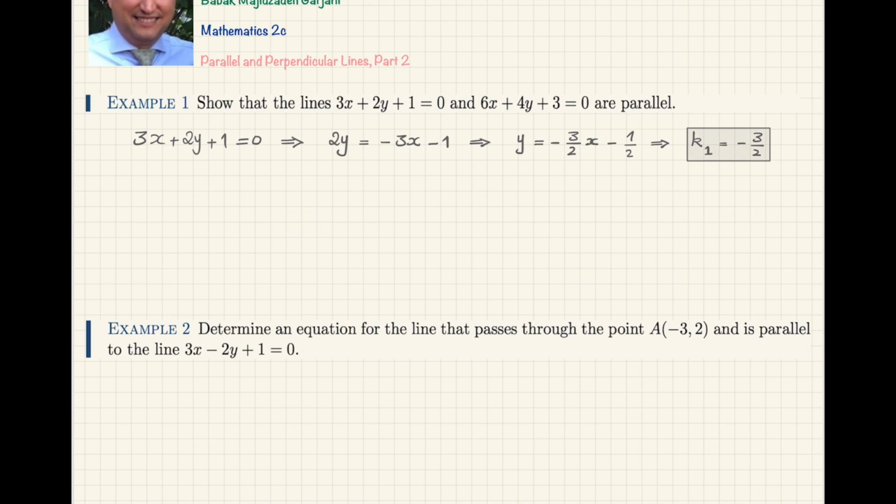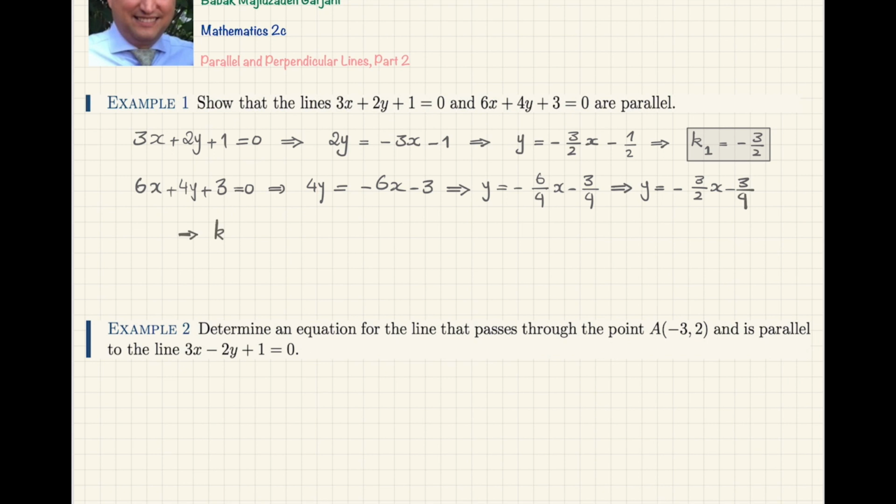Yes? I will do the same thing for the second line: 6x plus 4y plus 3 equals 0. I keep 4y on the left and I move these two to the right. Then I divide by 4 to make y alone. It becomes minus 6 over 4 x minus 3 over 4. But minus 6 over 4 can be simplified a bit more, so it becomes minus 3 over 2 x minus 3 over 4. If I now ask you what the k value is, you realize that the k value, let us call it k sub 2, in the second line is minus 3 over 2 again, yes?